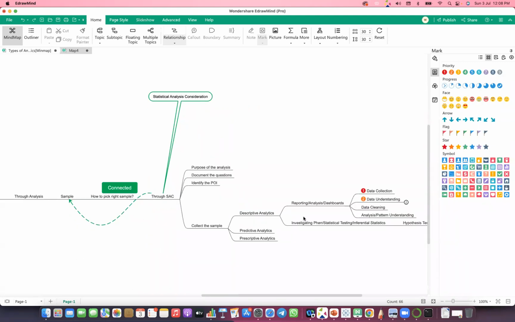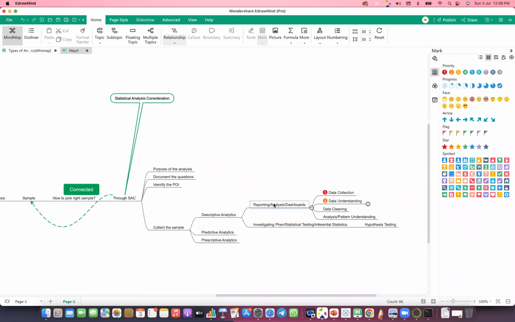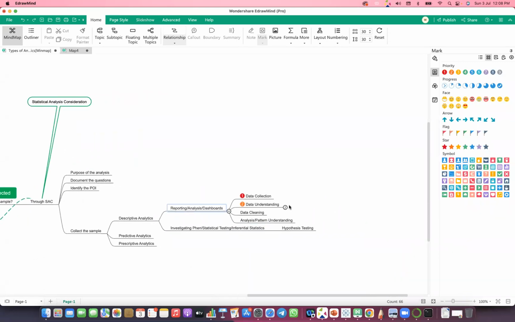In descriptive analytics, we have two things we can do. One, we can perform reporting, or we can investigate the phenomena. Here the goal is just to perform reporting. We are not investigating any phenomena, so we are going with reporting. In order to start with reporting, or to go with inferential statistics or investigate the past or a phenomenon, we need to collect the data. We need to understand the data.